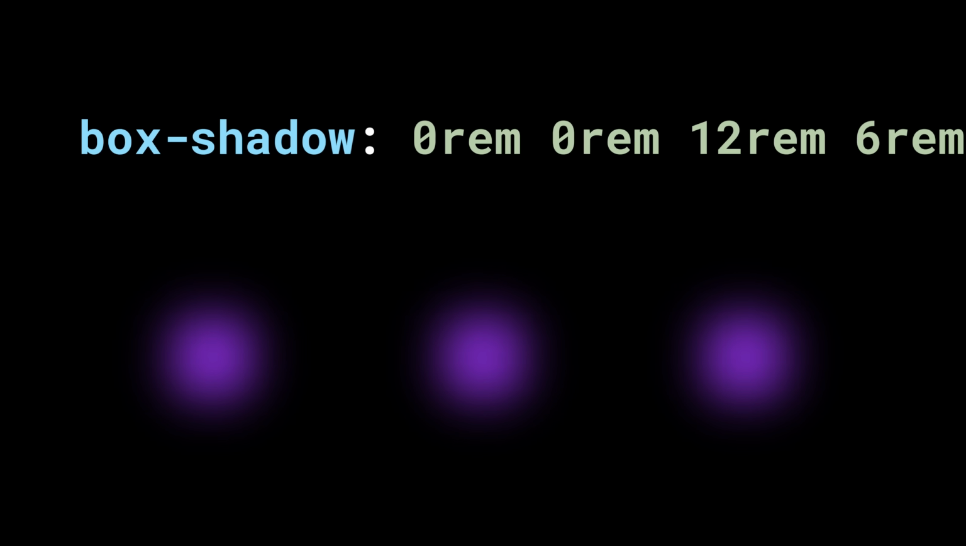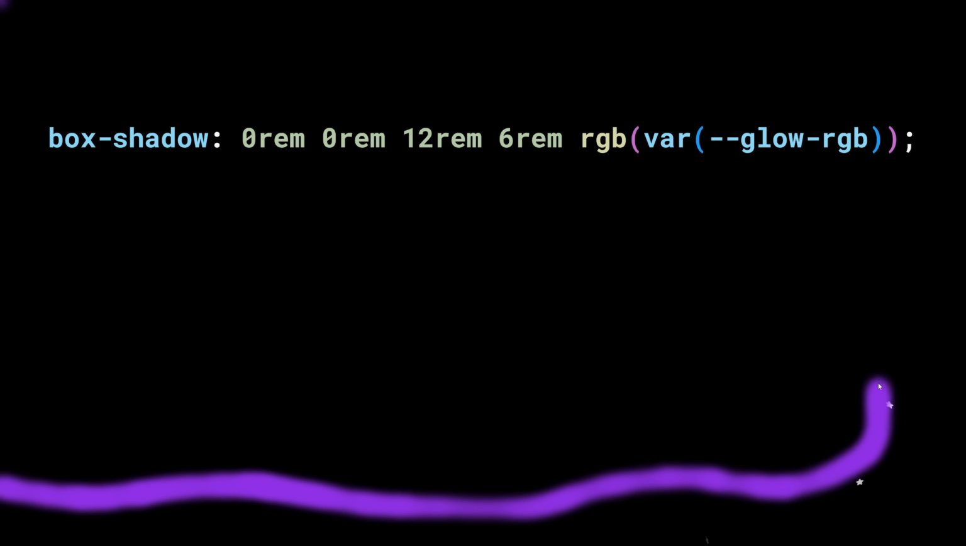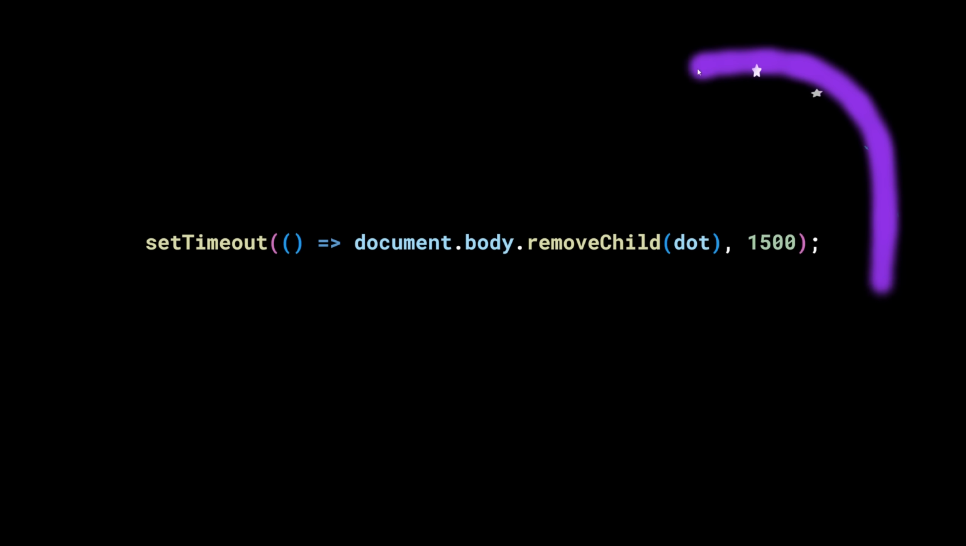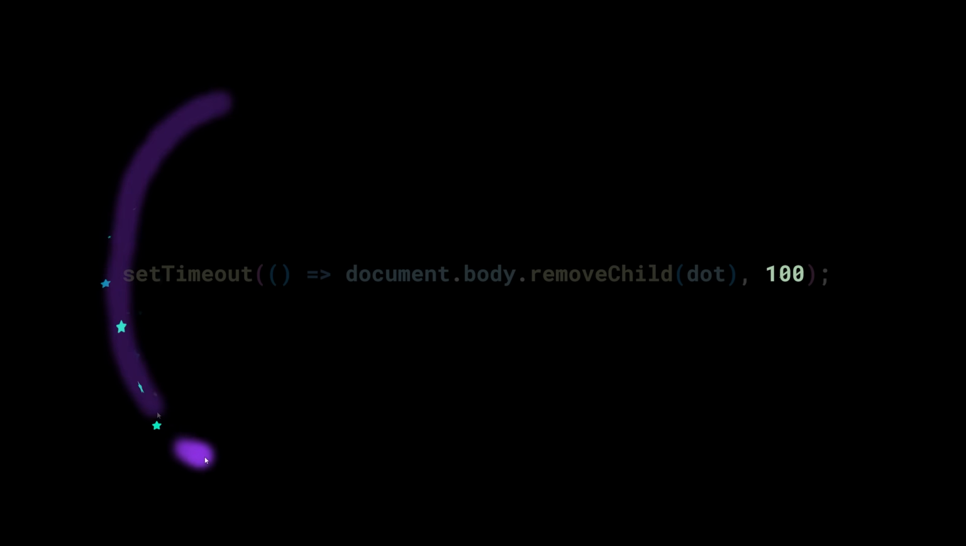Now I can think of a few different ways to make these dots glow, but I think the easiest would be to just use a box shadow, and then tweak the size and blur of that shadow until our glow is appropriately glowy. Oh, and I suppose we need to remove our glow, but 1500 milliseconds seems too long, so we can shorten that up a bit.